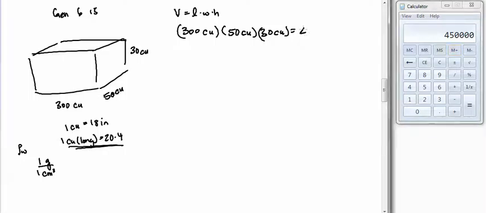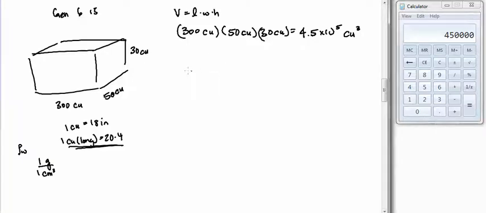So 4.5 times 10 to the, 1, 2, 3, 4, 5, fifth power. Cubits cubed. 450,000 cubic cubits, which is a weird unit, but essentially it's called a cubit, and I'm multiplying 3 of them together, so I've got cubed there.